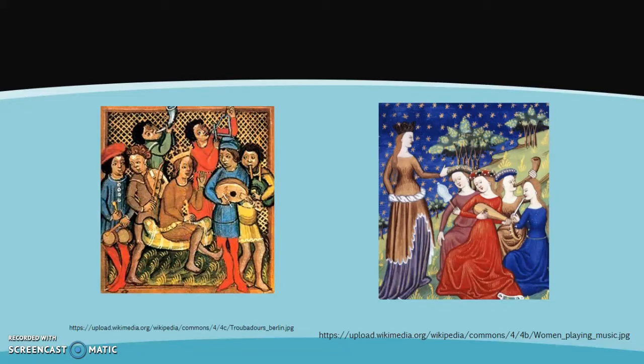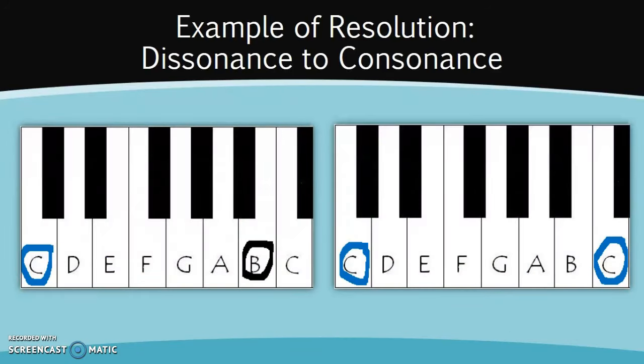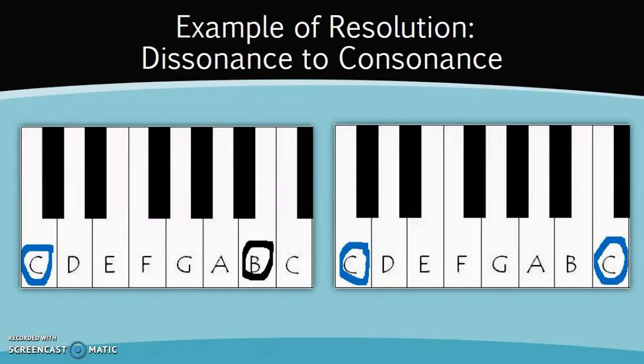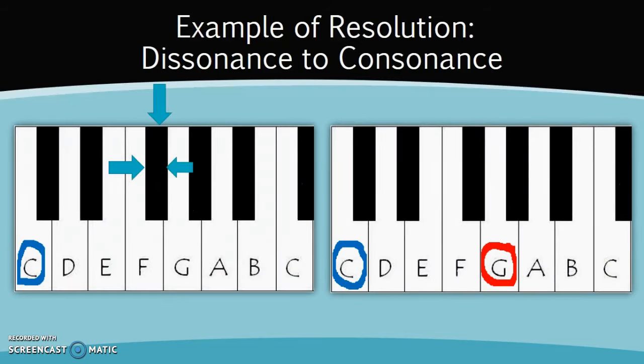Some intervals and resolutions happen only on white keys. For example, C, blue, B, black, resolving or leading to C, blue, and C, blue. While other resolutions happen on white and black keys, like C blue and this black key that those blue arrows are pointing to, leading or resolving to C blue and red G.